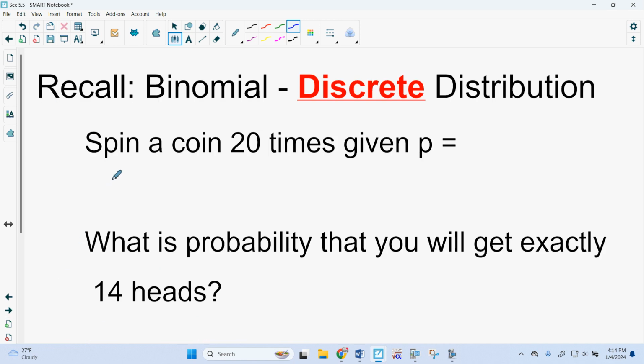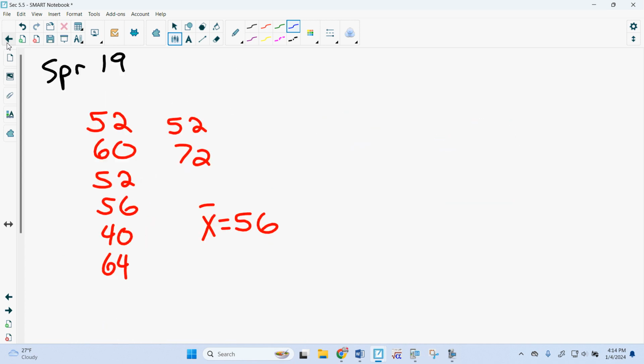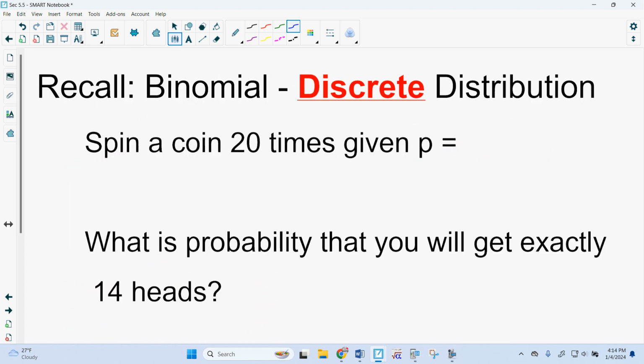Now really what you're doing is you're deciding heads or tails. This is really a binomial distribution. This is a discrete distribution. When you look at this, nobody wrote down that they got 27.4 heads. They're all whole numbers. They're all discrete. So let's say we want to spin a coin 20 times, and let's say our probability of getting a heads is 0.55. What's the probability you get exactly 14?